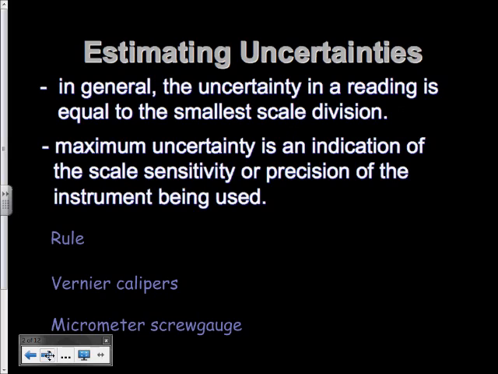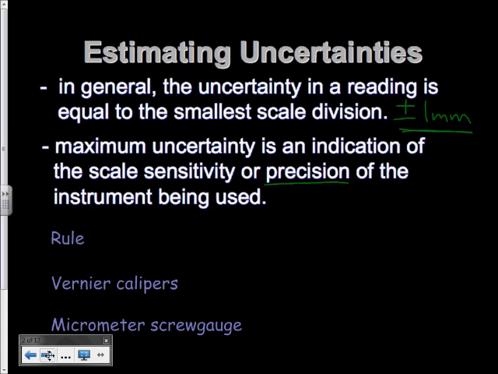I think in the previous little video we talked about using a meter rule, which measures to the nearest millimeter. So the uncertainty would be what we say plus or minus 1 millimeter. That would be the uncertainty. We could be within 1 millimeter of what we expect it to be. And the maximum amount of uncertainty that we use is an indication of the sensitivity of the scale, or another word we use is the precision of the instrument being used.